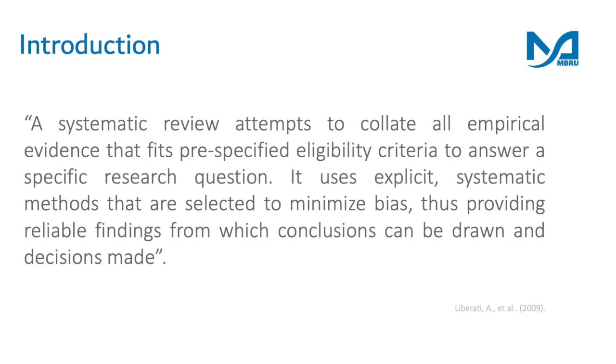A systematic review is a review of a clearly formulated question that uses systematic and reproducible methods. It is also to identify, select, and critically appraise all relevant research, collect and analyze data from the studies that are included in the review. A systematic review attempts to collate all empirical evidence that fits pre-specified eligibility criteria to answer a specific research question. It uses explicit, systematic methods that are selected to minimize bias, thus providing reliable findings from which conclusions can be drawn and decisions made.